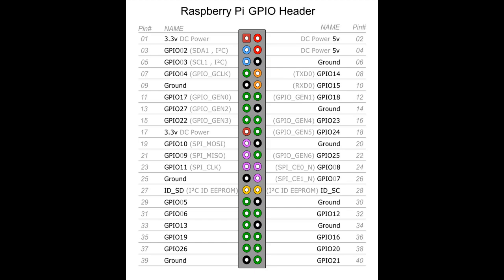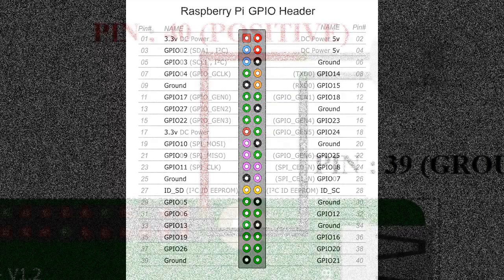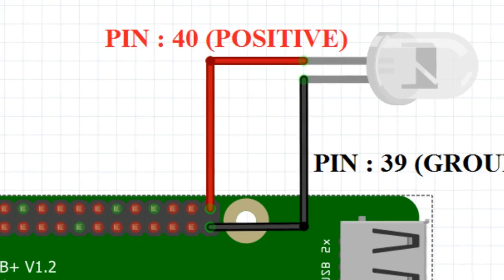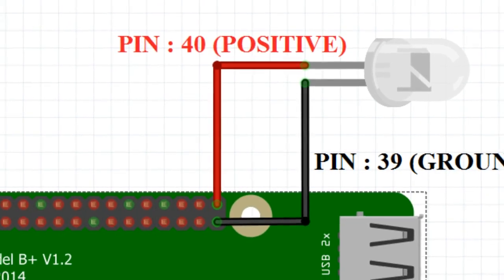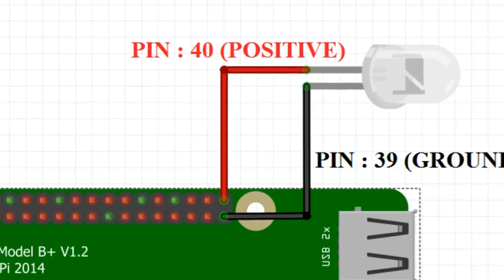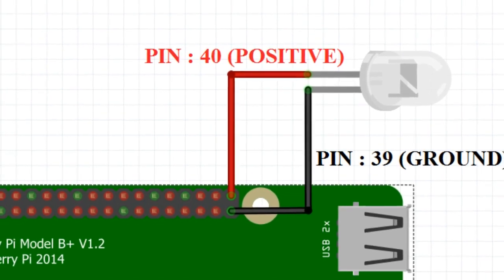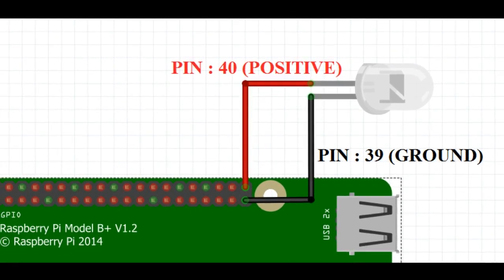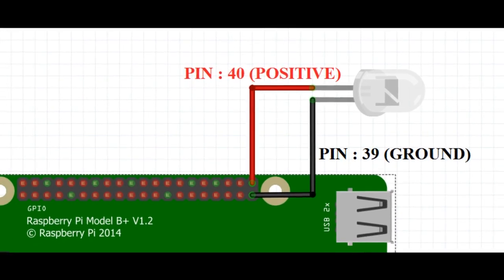Here, for this experiment, we are going to use pin number 39 and 40. Friends, take one LED and connect the positive and negative terminals of the LED, as shown on the screen, with pin number 39 and pin number 40, ground and positive voltages on the GPIO of Raspberry Pi.